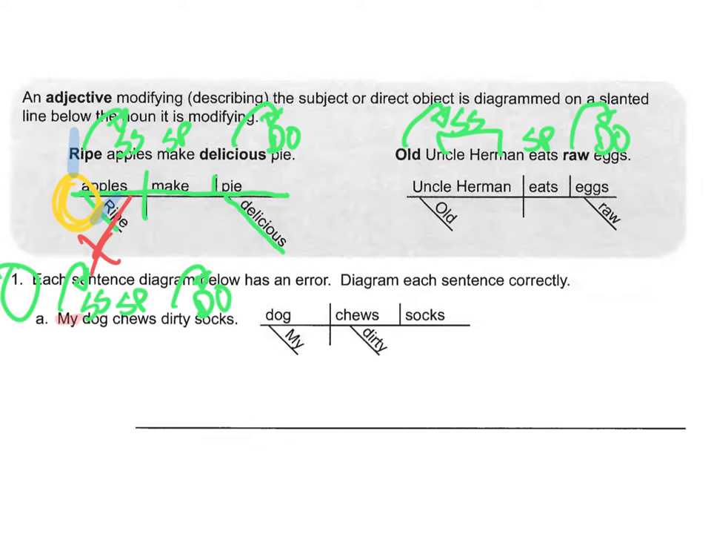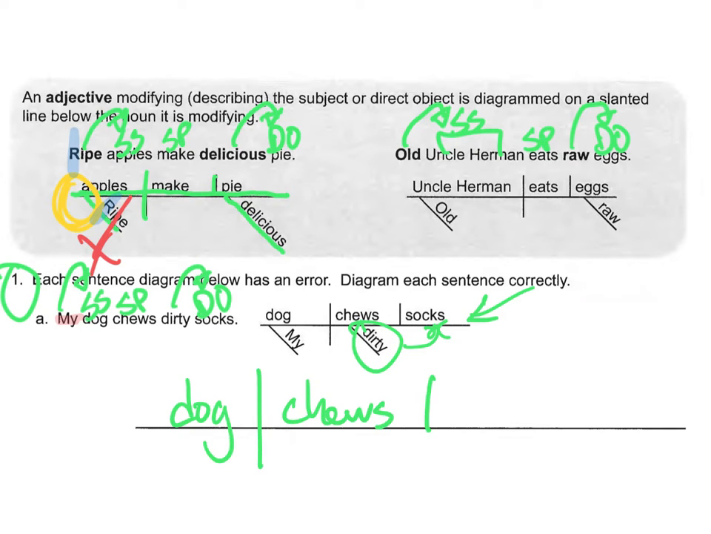So they have screwed this diagram up here. It looks like their modifier is in the wrong spot. It doesn't modify chew. You don't chew dirty. It's that there's dirty socks. So let's redo it. Dog, chews, socks. Okay, that's our sentence base. That makes sense to us, and then we'll add some more details. My, and then dirty.